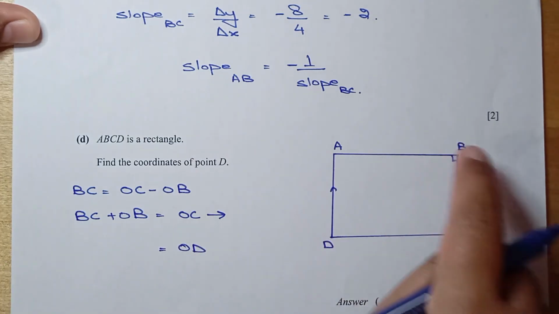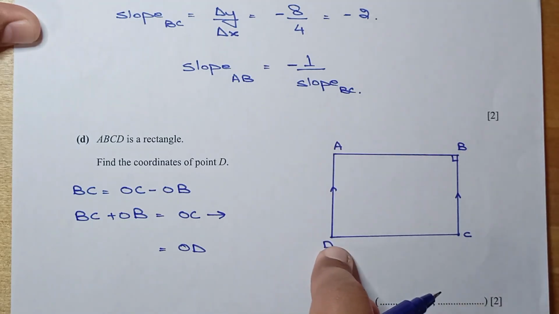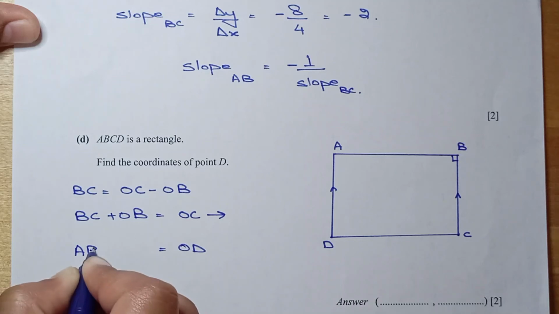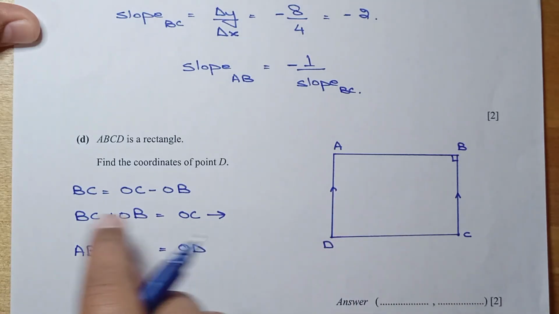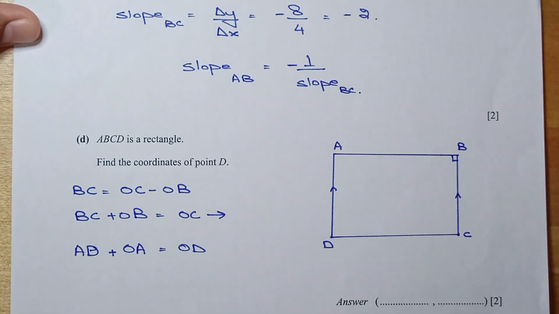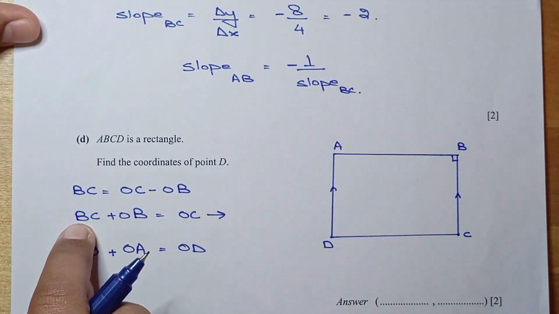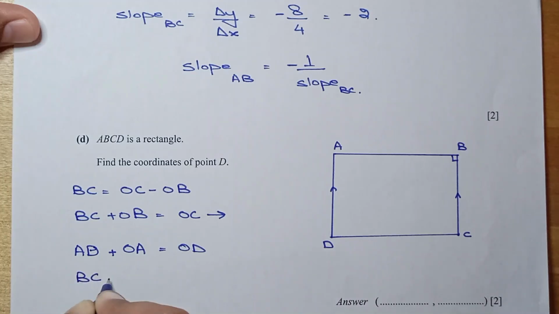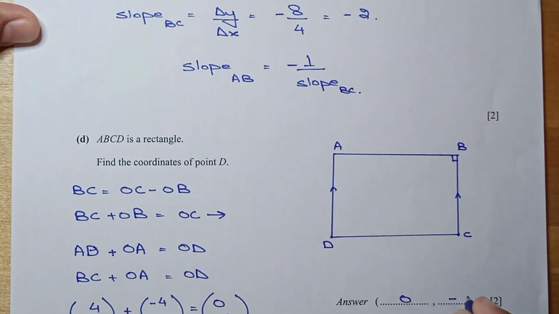if AB is perpendicular to BC, then AB is perpendicular to AD as well. So this is AD plus OA, because for B we were using the side B, here we are using the side A. Okay, now AD is exactly the same as BC. So BC and OA we know, this is equal to OD. BC is (4, -8). The coordinate A we have been given is (-4, -1). So OD is 4 minus 4 is 0, and minus 8 minus 1 is minus 9. So (0, -9) are the coordinates for D, right?